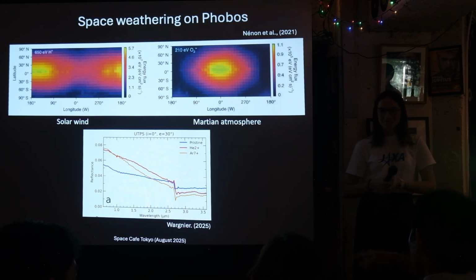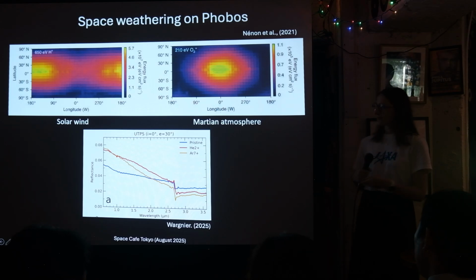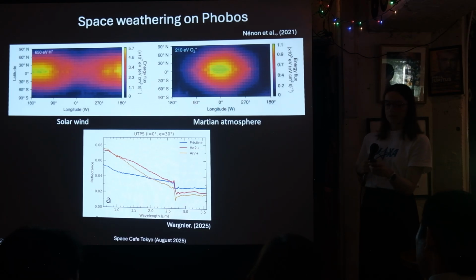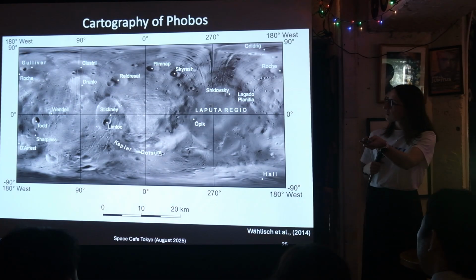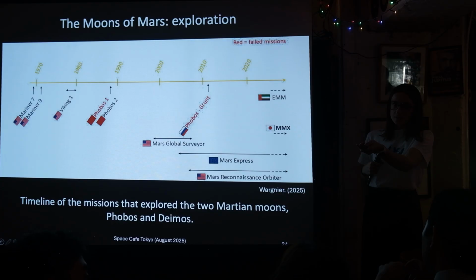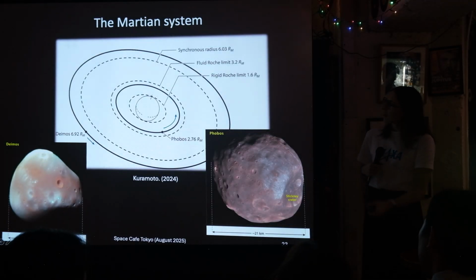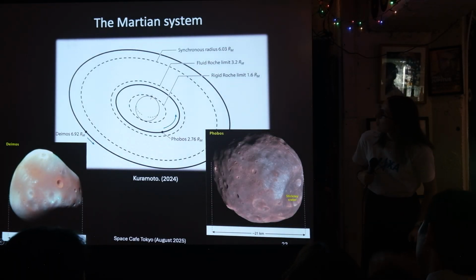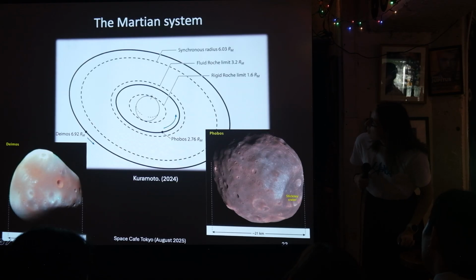In your slide about the introduction to Mars, there was a term, I think it was the liquid Roche limit and a rigid Roche limit. If possible, can you explain the difference between those two? I understand that the Roche limit is the limit where things start to fall apart due to gravity, but what's the difference between the fluid and the rigid one?